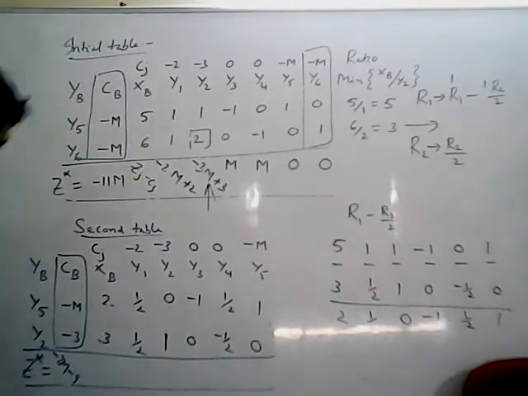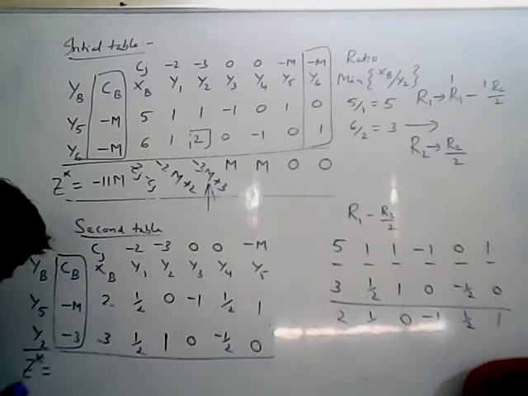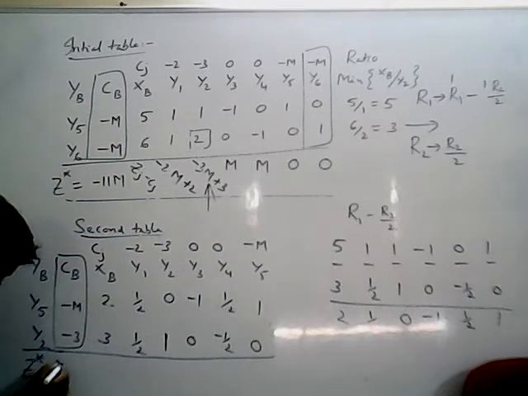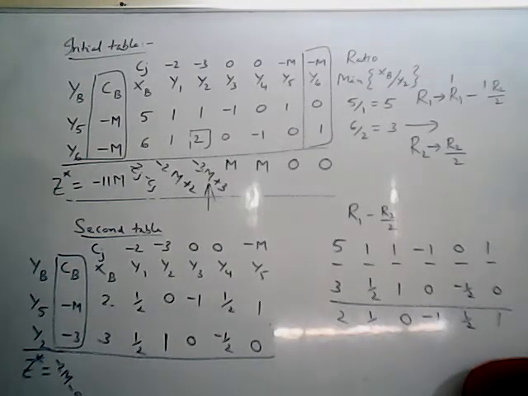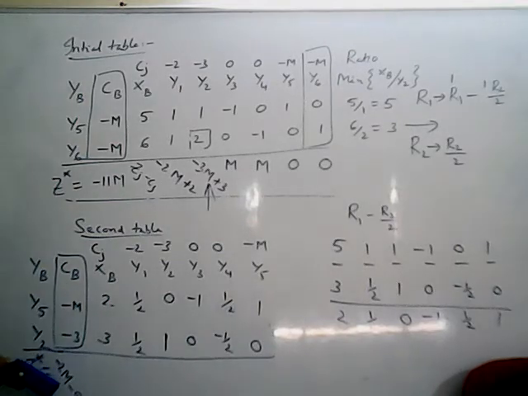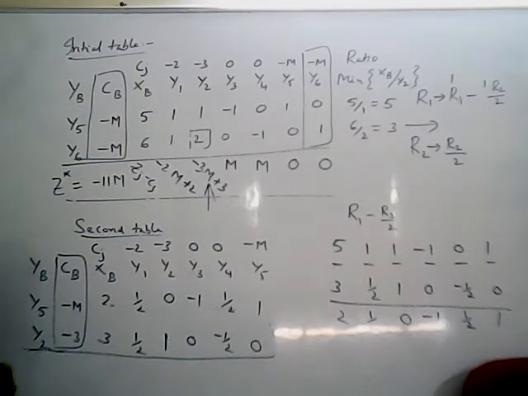I think all of you are able to see this value. Otherwise, if you have space, you can write it like this: Z star equal to minus 2m minus 9.